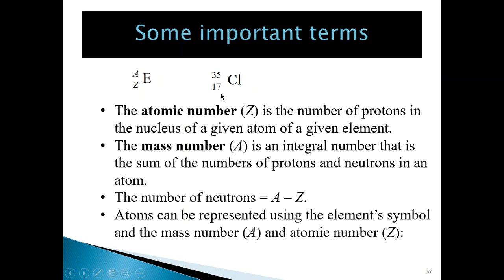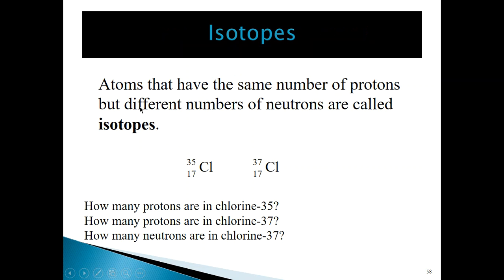Now, we're going to learn later on that even though all atoms of one element have the same atomic number, that is not necessarily true for the mass number. In fact, in the next slide, we call those atoms isotopes. Isotopes are basically atoms of the same element that have the same number of protons but different numbers of neutrons, right? And here's an example of a pair of chlorine isotopes.